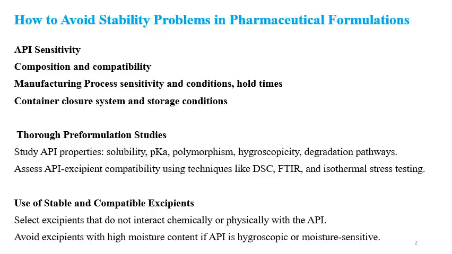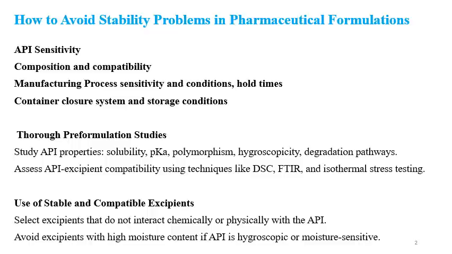But this is not the only pre-formulation study way, it is a very vast study. Only some key points I have enlisted here. Also, in the pre-formulation study, polymorphism is required to be studied. Then use of stable and compatible excipients. So from day one, whenever you are starting the development of the formulation, try to choose the compatible excipients, and this information you can get from the pre-formulation studies.